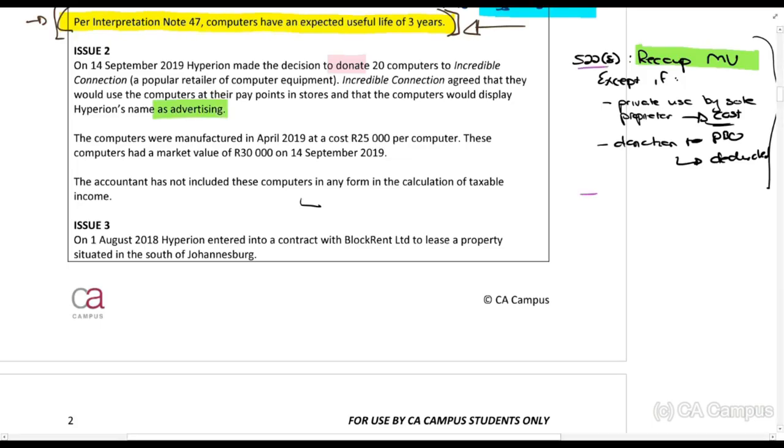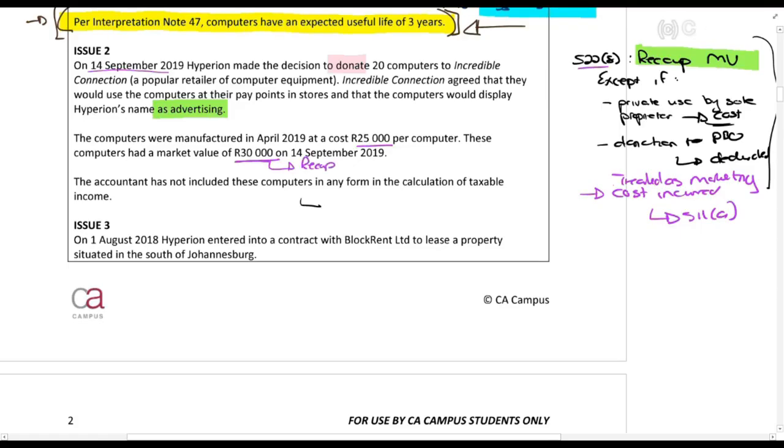Section 22(8) also says, in one of its provisos, that if you are removing an asset or trading stock from trading stock like we've done here, but you are still using it in the production of income, you can treat that as if it's a cost incurred. So I'm going to treat it as a marketing cost incurred, section 11(a). So you can claim that recoupment back. The computers were manufactured at a cost of 25,000 rand per computer and had a market value of 30,000 rand on the 14th of September. So this is what we're going to recoup.